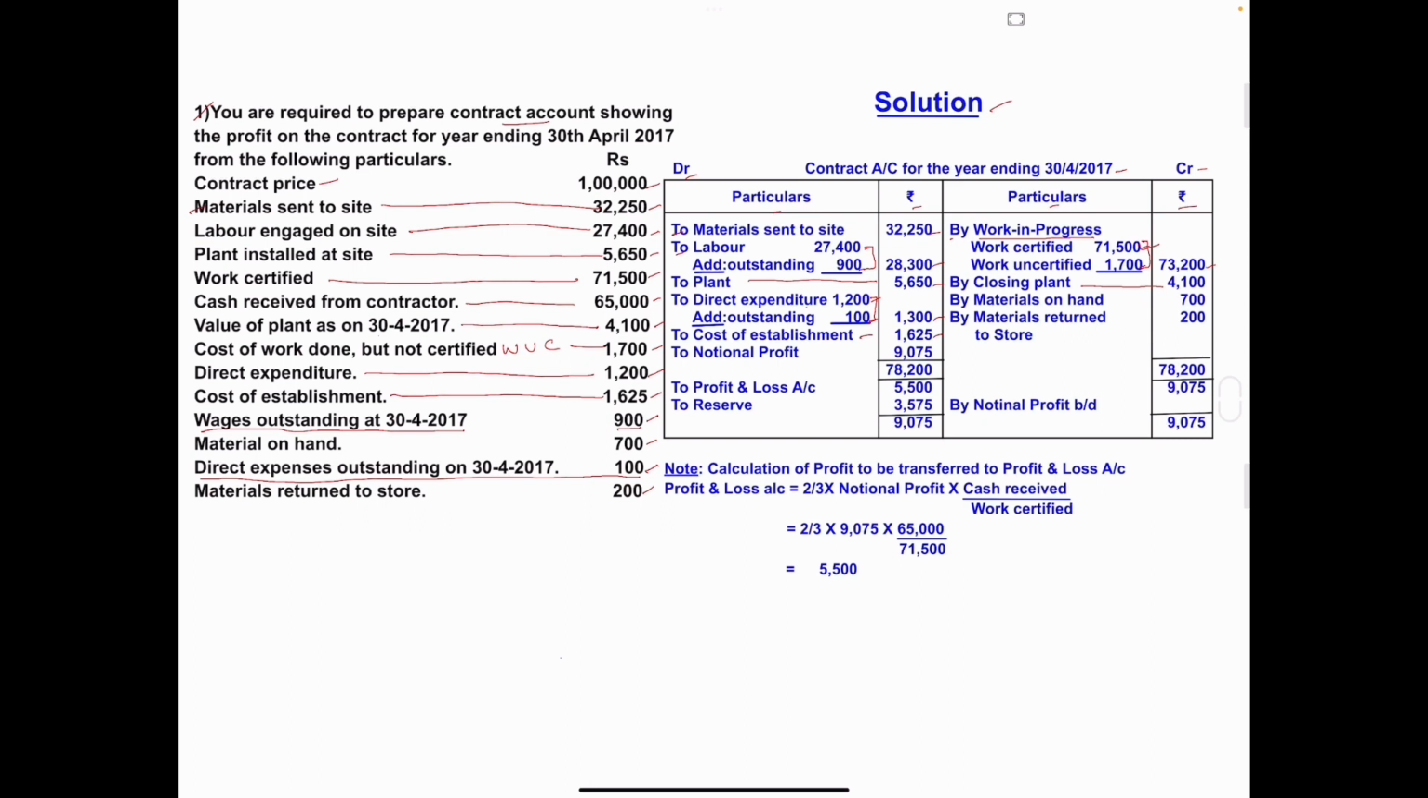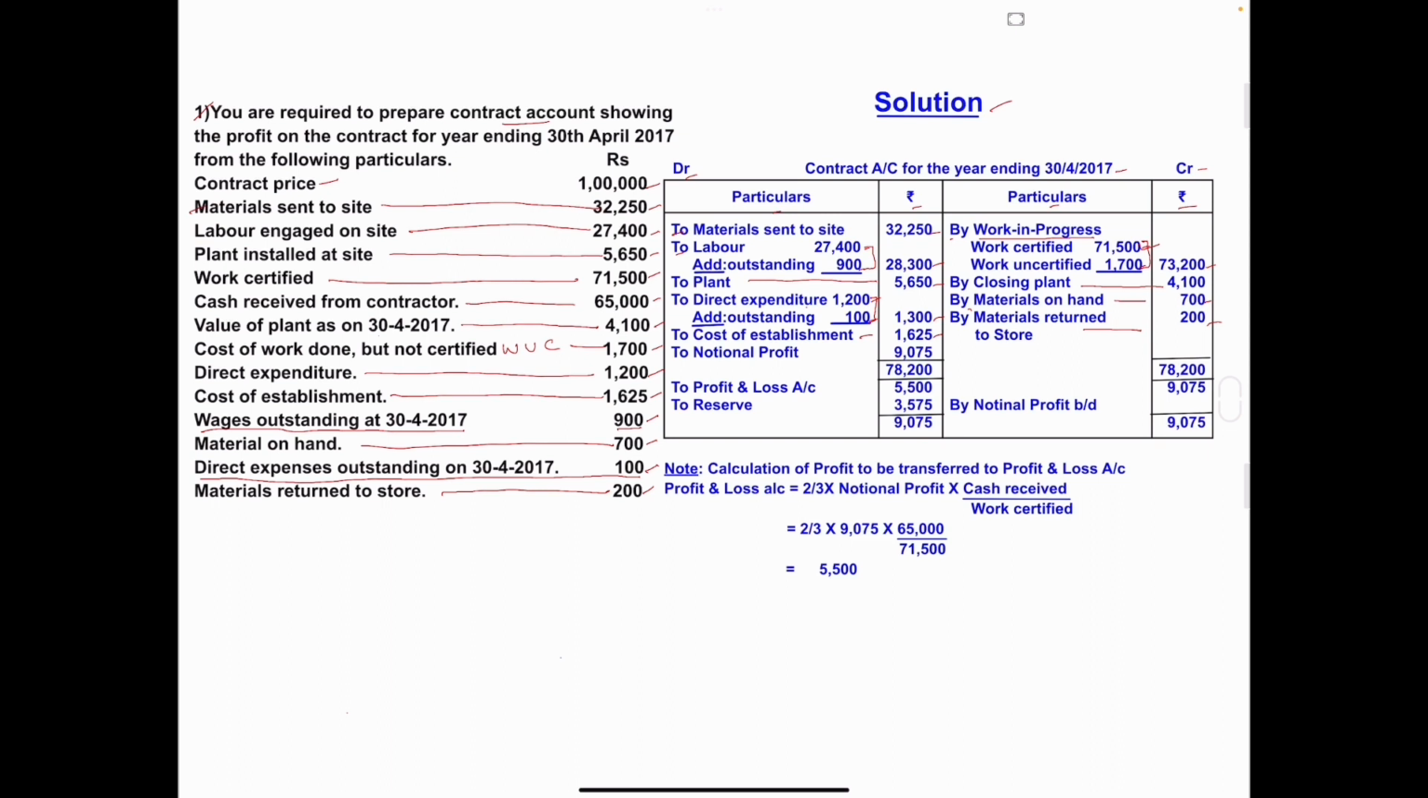Wages outstanding taken. Then material on hand. It is to be credited. Write on the credit side by material on hand, amount is 700. Direct expenses outstanding over. And the last is material returned to store. It is to be credited, by material returned to store, amount is 200. So all the items are over.